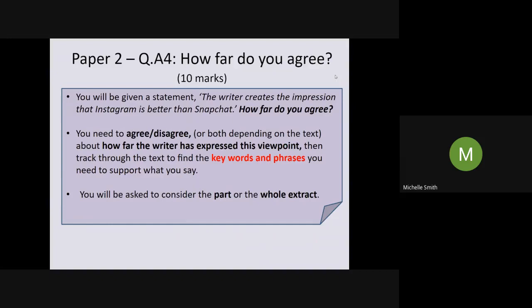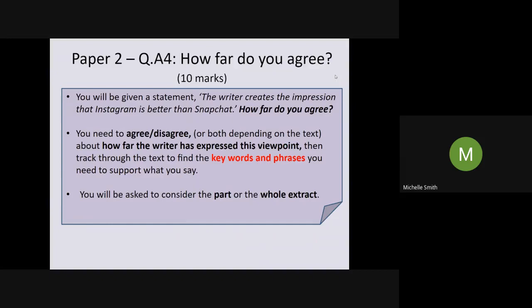Last week, John Watson has great admiration for Ayrton Senna. How far do you agree? Okay, this one is going to be exactly the same as that, but obviously it's going to be about Chernobyl. So what you need to do is read the question carefully and decide whether you agree or disagree, or maybe it's a mixture of both, about how far the writer has expressed that viewpoint, the viewpoint that's expressed in the question.